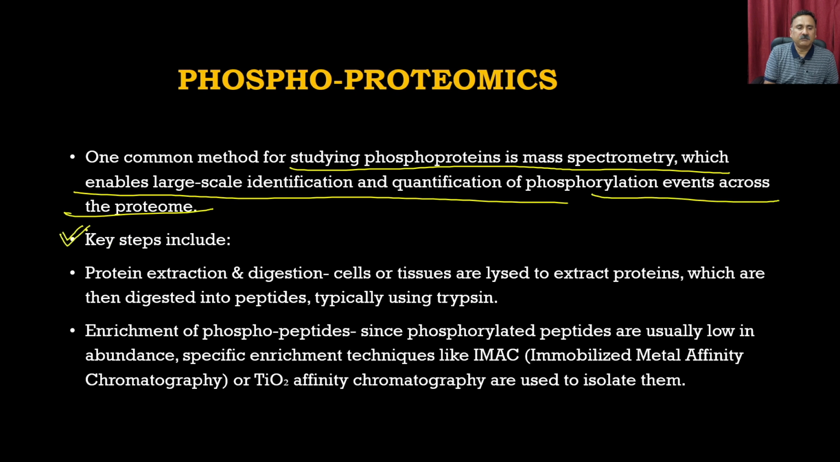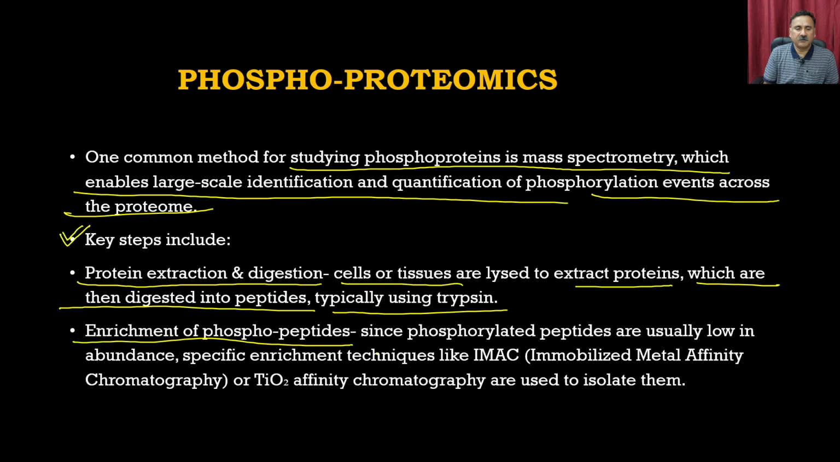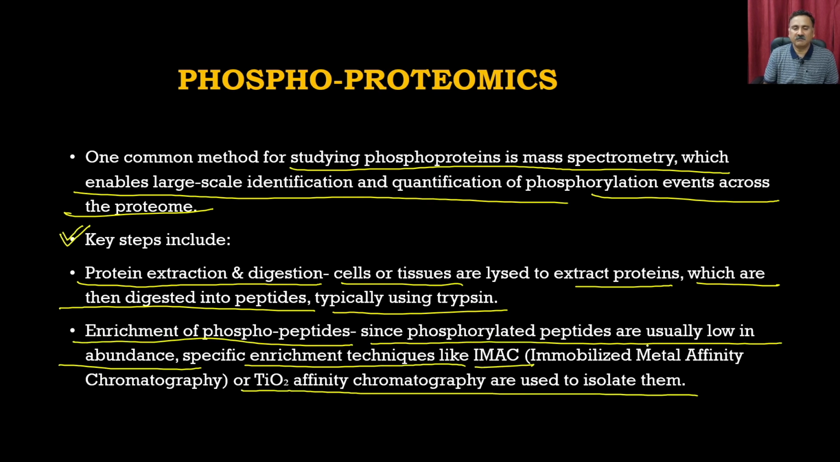So the key steps included in phosphoproteomics are, first, sample preparation and then digestion. Cells or tissues are lysed to extract the proteins, which are then digested into peptides, typically using trypsin. Then these are enriched for phosphopeptides. Since phosphorylated peptides are usually low in abundance, specific enrichment techniques like IMAC or TiO2 affinity chromatography are used to isolate them.